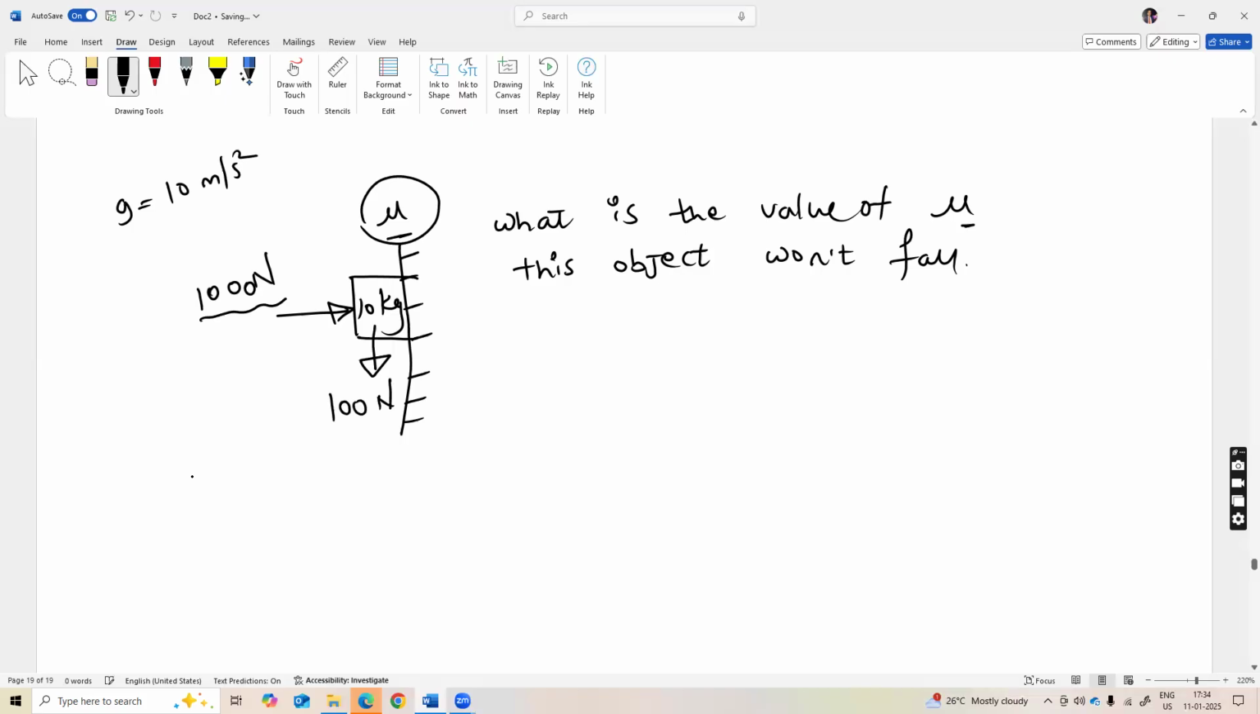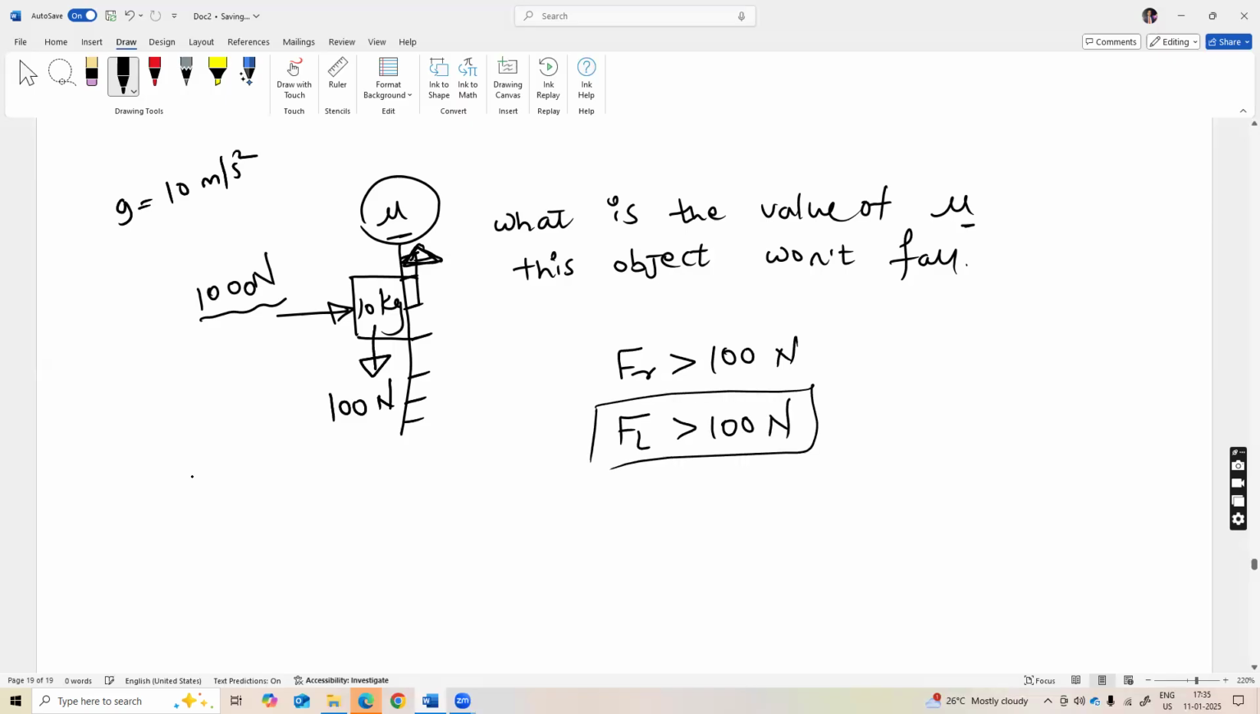So if 100 Newton is acting downwards, then the frictional force should be greater than 100. It will act in the upward direction. If the frictional force of 100 Newton or more is acting upward, then only this object will not fall. So if the limiting friction is greater than or equal to 100 Newton, then only it will not fall down.